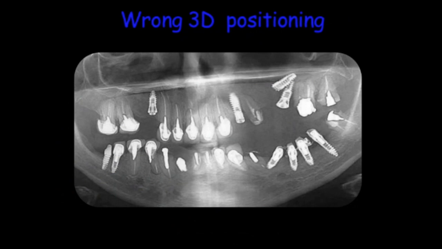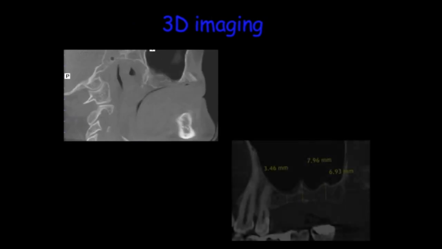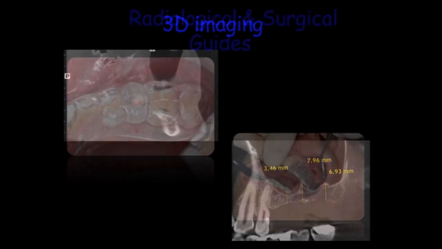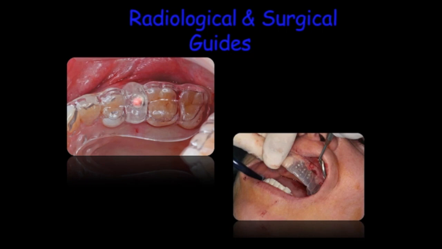Dear friends, failing to plan 3D implant positioning can lead to lots of troubles during surgeries and the prosthetic reconstruction. 3D imaging will help us in planning a 3D positioning of our implants, knowing our distance and the topography of our region of interest. Radiological and surgical templates will help us in copying our 3D planning into the patient's mouth.